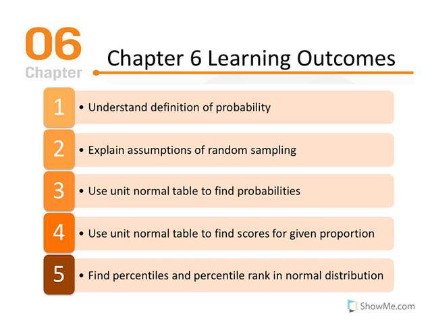So this is the first chapter where we will use one of the tables in the appendix, and we'll have to learn the process of entering that table, which columns to read. In fact, I actually have a separate video dedicated simply to understanding the unit normal table in Appendix B. Once we learn how to use the unit normal table, we'll utilize it to find specific scores for a given population. We'll also utilize it to find percentiles or percentile rank of a normal distribution.